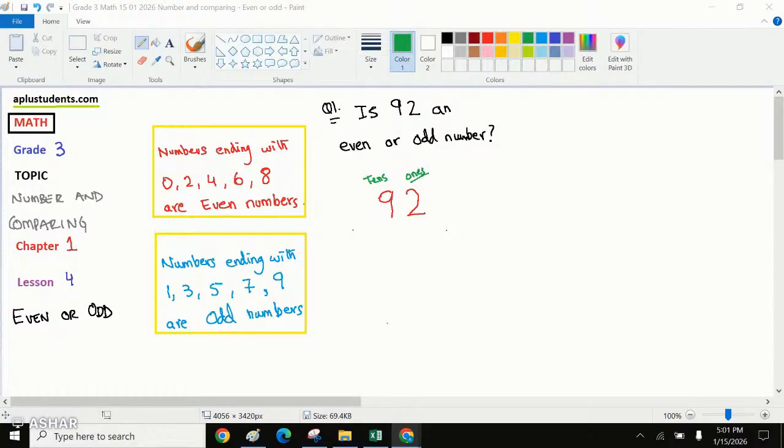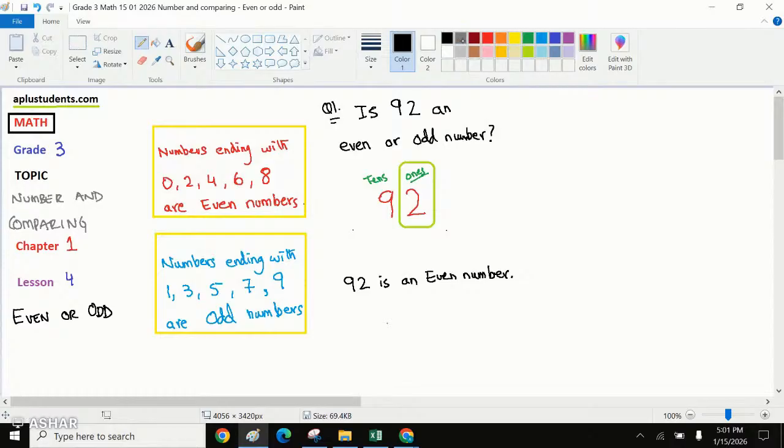So what can we say over here? The ones position is ending with a 2, right? Therefore, we can say 92 is an even number. Okay, there is one more rule. The numbers ending with 1, 3, 5, 7, and 9 would always be odd.